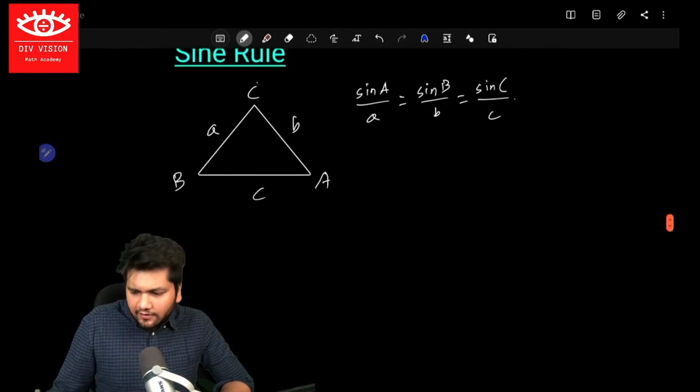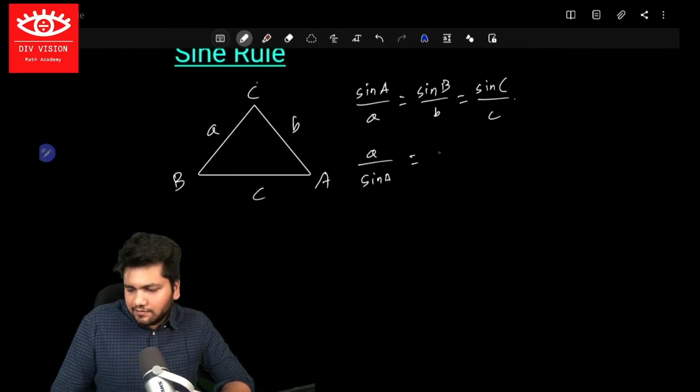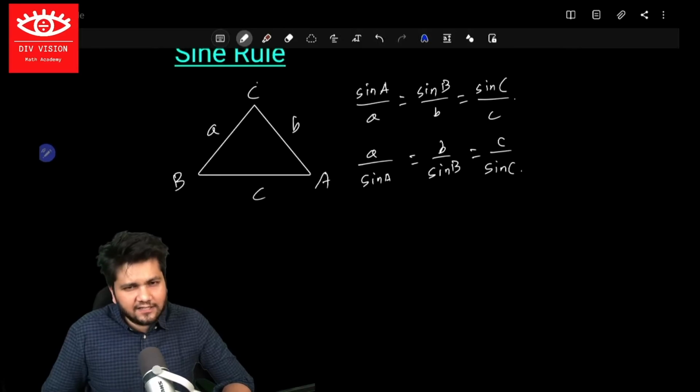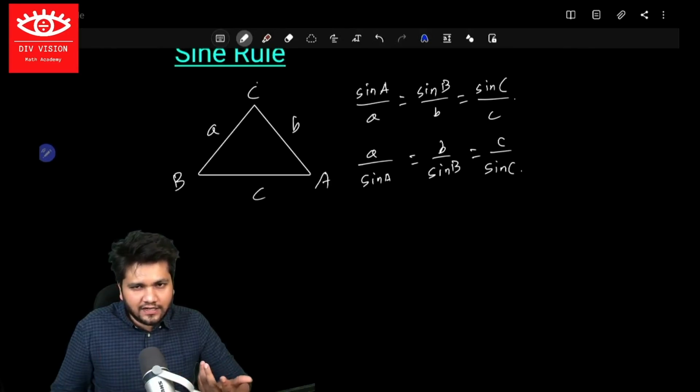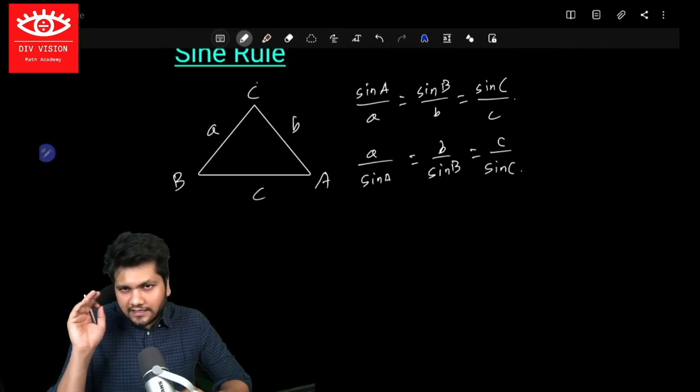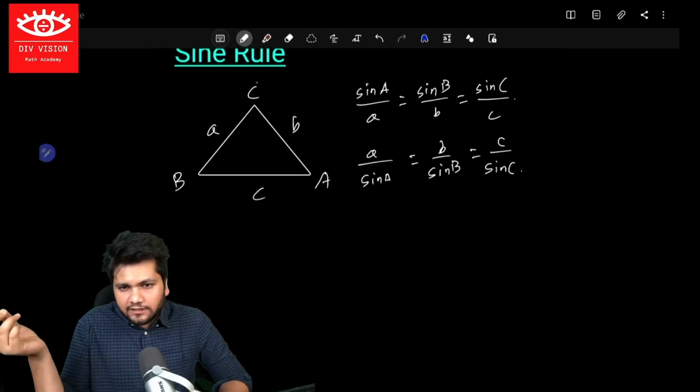On the other hand, you can write like this also, of course, A upon sine A, which is nothing but B upon sine B, which is nothing but C upon sine C. It's quite easy. So this is generally used when they give you angles, like they concentrate on angles more. So if you get all the angles of a triangle, even if you get two angles, definitely you can get the third angle. So if you know all the three angles and they have given you just one side, you can figure out the other two sides.